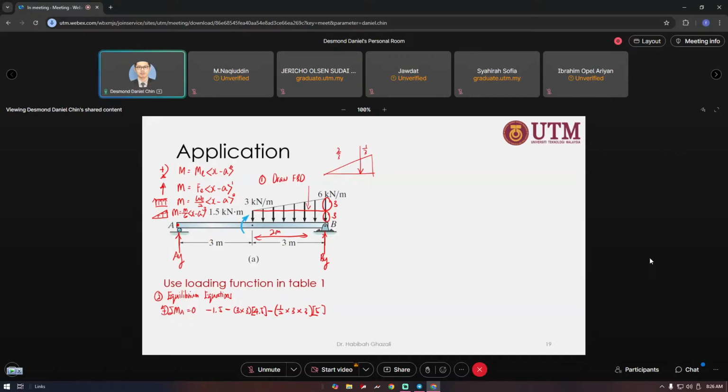Lastly, you have this By pushing upward, so obviously it will cause anti-clockwise motion. So this is positive By. And then the perpendicular distance to point A is 6 meter. Nothing else, I put it equals to 0. So therefore By is equal to 10.75 kilonewton.